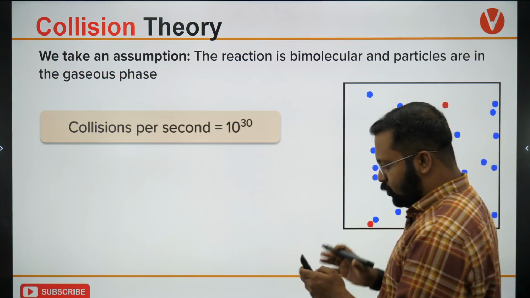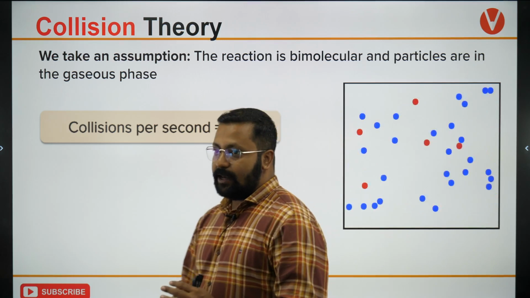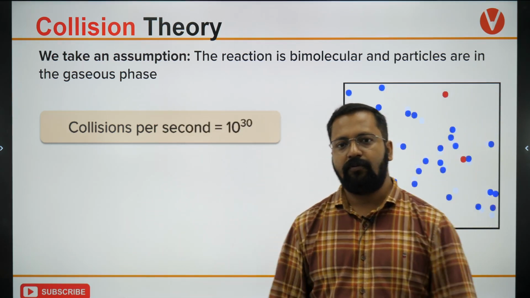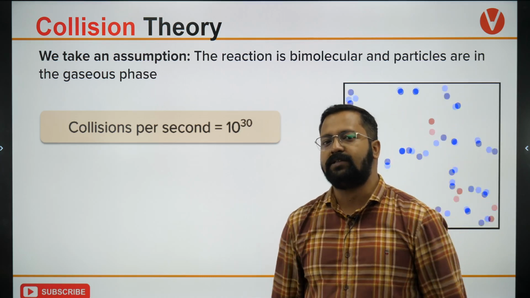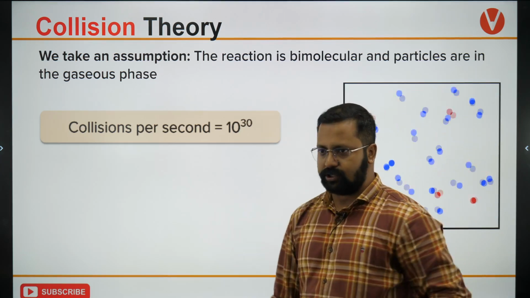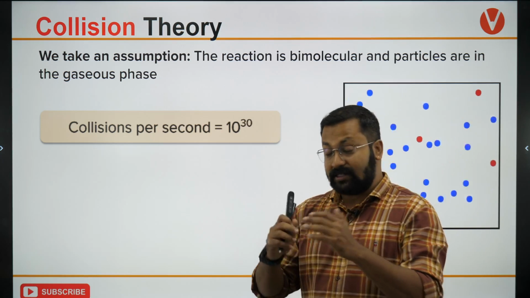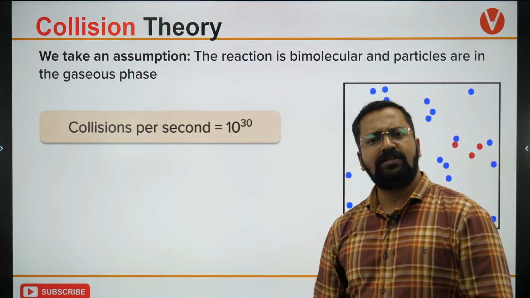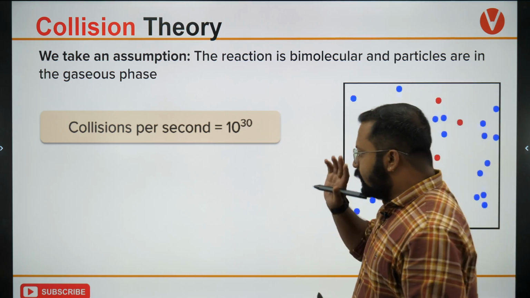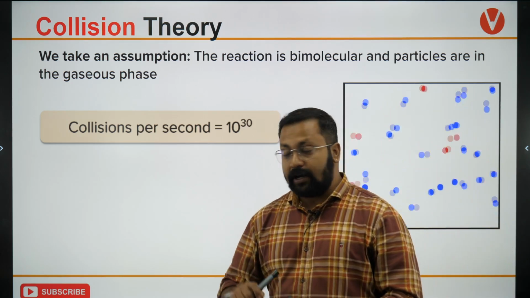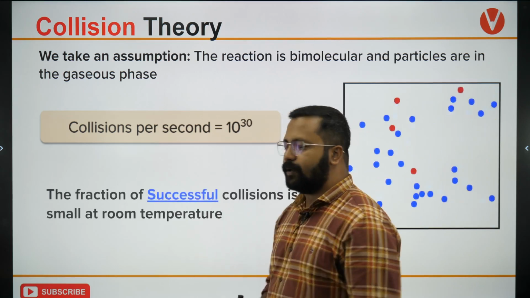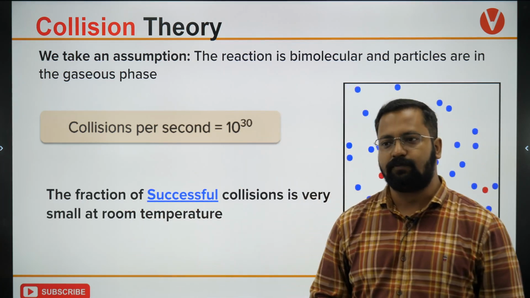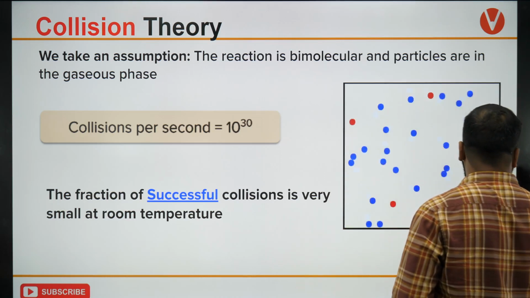So collisions is to the power 30. Now can you tell me what could be the approximate percentage of effective collisions, or successful collisions? If I talk about all collisions, are all collisions successful? The very important point that you need to know is that at room temperature, the fraction of successful collisions is very small.